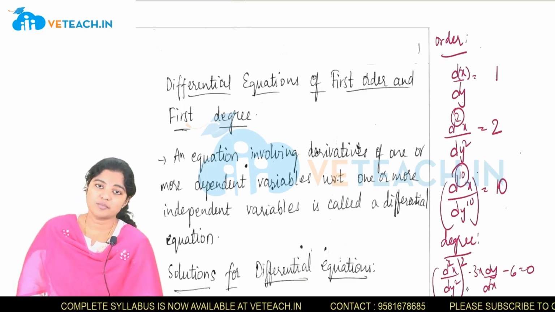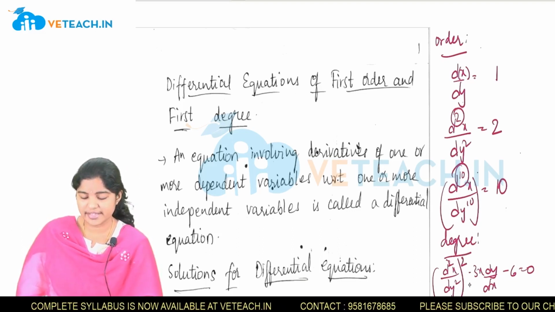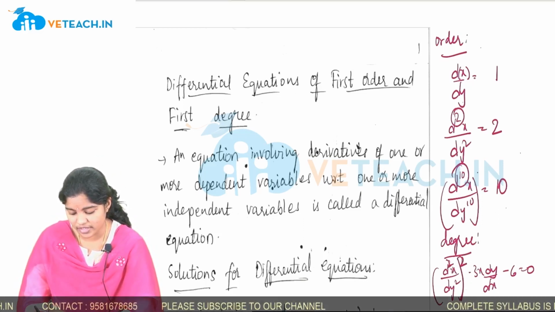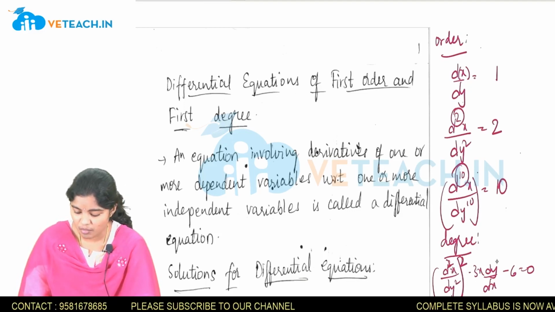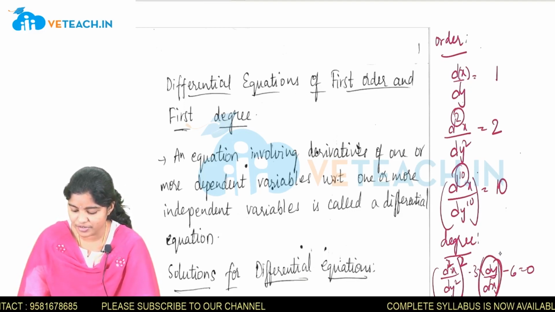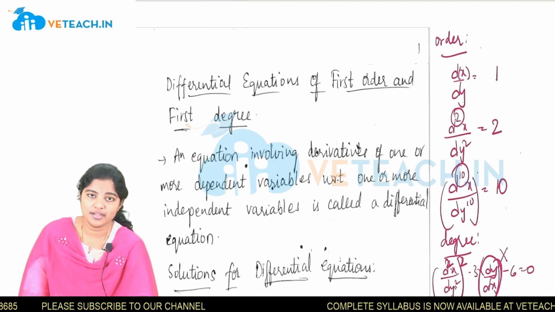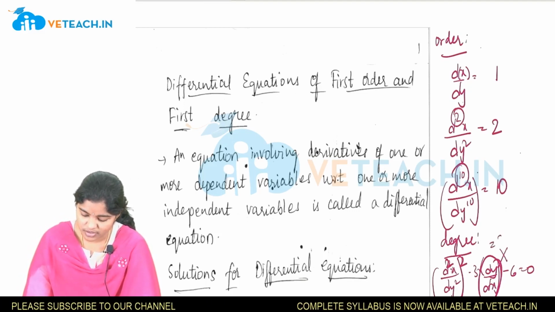So the power corresponding to the highest order is called degree. So d square x by dy square power is 2, so this is called the degree. But we should not take the degree of dy by dx because we should take only the highest order's degree. So degree is equal to 2 here.